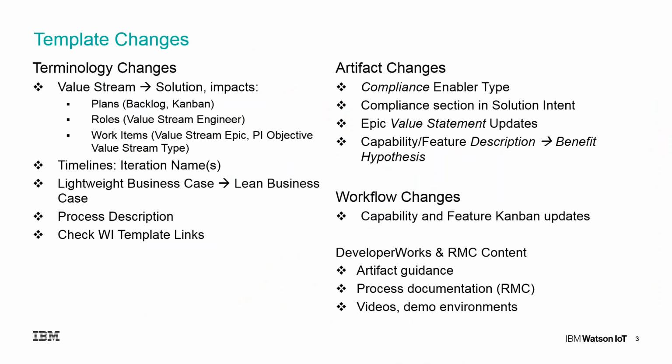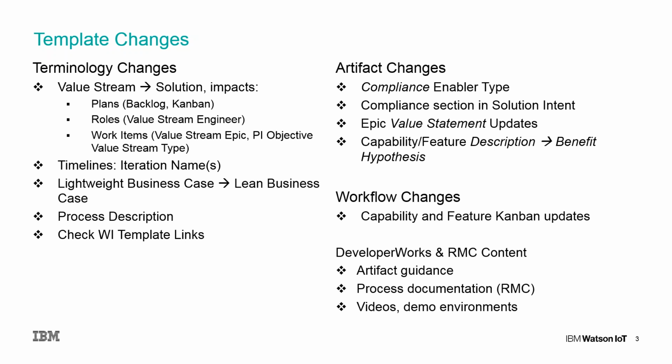It's really just to make sure that we continue to be very well aligned with SAFe, and that's really important to us. So terminology changes are going to touch the templates, the process descriptions that we actually point to on DeveloperWorks, and we have links in the work item templates for that. There will be some artifact changes, and I don't consider this to be a full list at the moment, but these are the ones that I know will probably be happening.